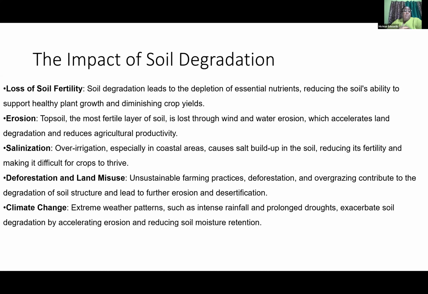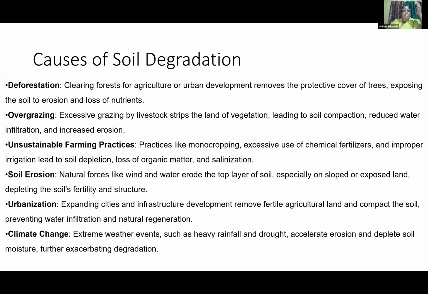Climate change, extreme weather patterns. Extreme weather patterns, such as intense rainfall and prolonged drought, basically cause soil to lose a lot of its nutrients, because you're going to have constant leaching, you're going to have erosion occurring, and you're going to have a lot of soil degradation occurring. Causes, right? Deforestation, which we mentioned before, overgrazing, unsustainable farming practices. And I want to spend some time on that, right?